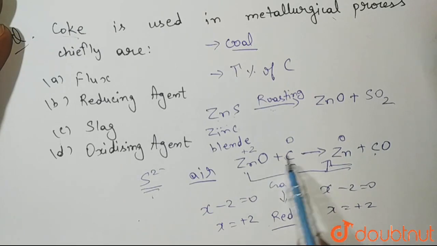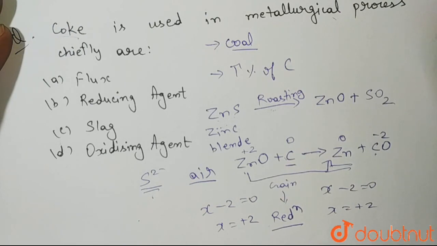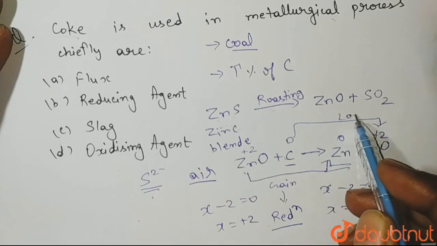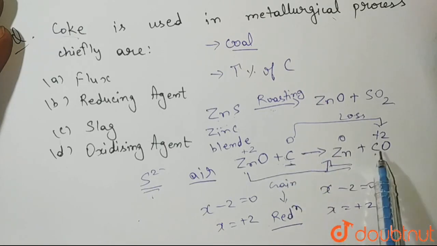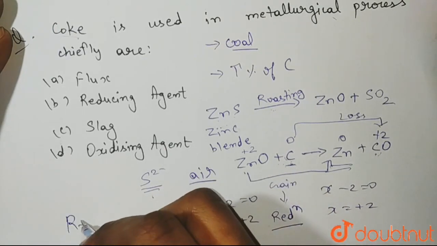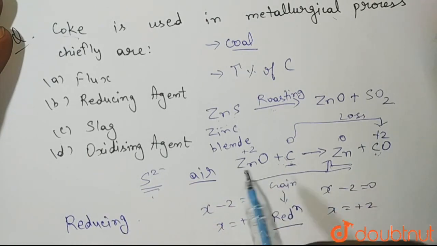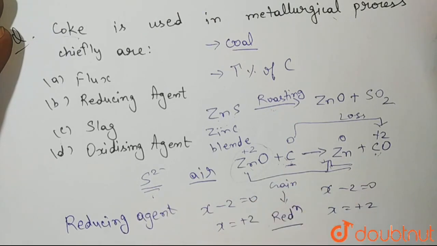And carbon is going from 0 to +2. That means loss of electrons is taking place, that means oxidation is taking place. So what is happening here? Carbon itself is getting oxidized and zinc is getting reduced. So carbon is acting here as a reducing agent, because carbon itself is getting oxidized, and it is helping zinc oxide to get reduced to zinc. So here carbon, that means your coke, will be acting as a reducing agent.